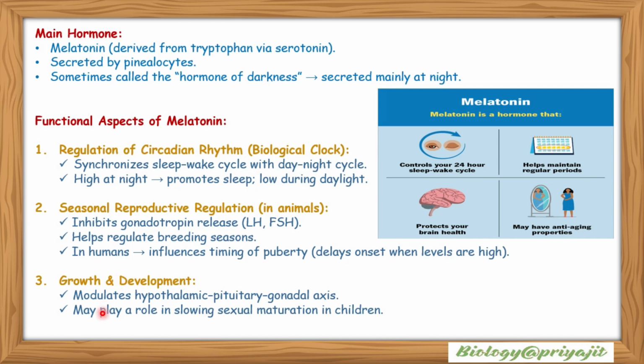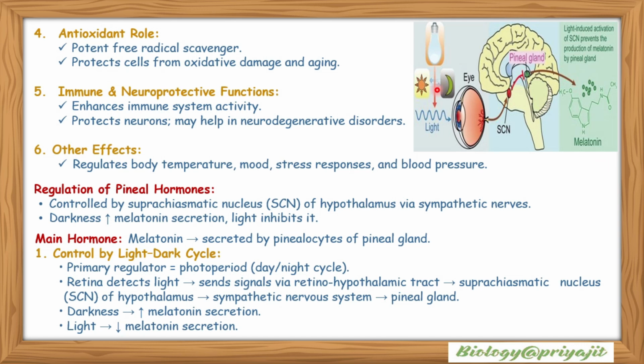Growth and development: melatonin modulates the hypothalamic pituitary gonadal axis. It may play a role in slowing sexual maturation among children. Antioxidant role: melatonin is a potent free radical scavenger. It protects cells from oxidative damage and aging. Immune and neuroprotective functions: it enhances immune system activity, and it also protects neurons. It may help in neurodegenerative disorders. Other effects: it regulates body temperature, mood, stress response, and blood pressure.